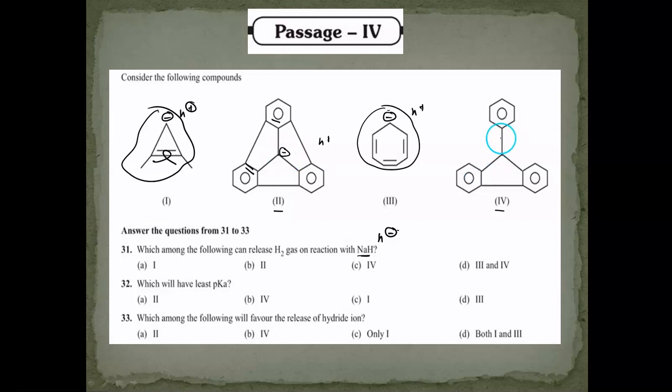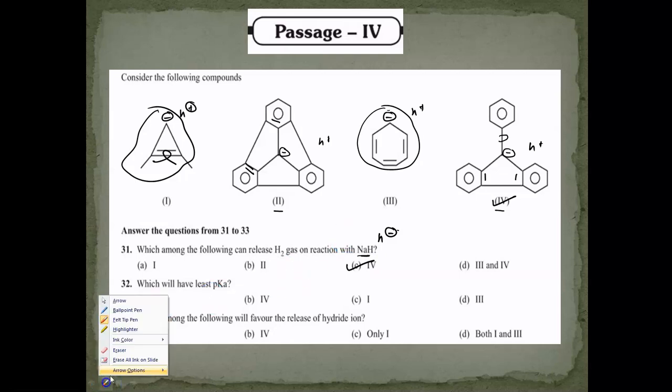On the other hand, because this is allowed to move, and also if this hydrogen is gone, then this lone pair creates this as an aromatic ring. It becomes quite stable. Therefore 4 is going to liberate H plus faster, and therefore we can say which among the following can release H2. So answer would be the fourth molecule, hence answer is C.